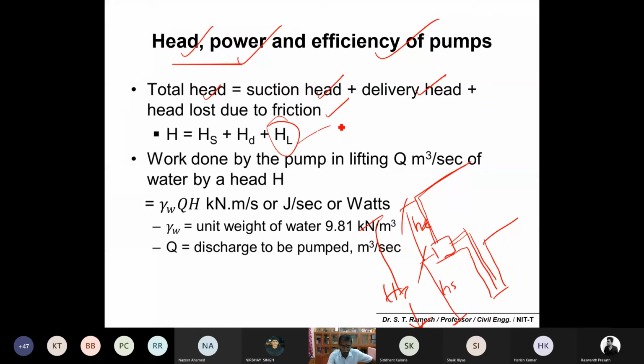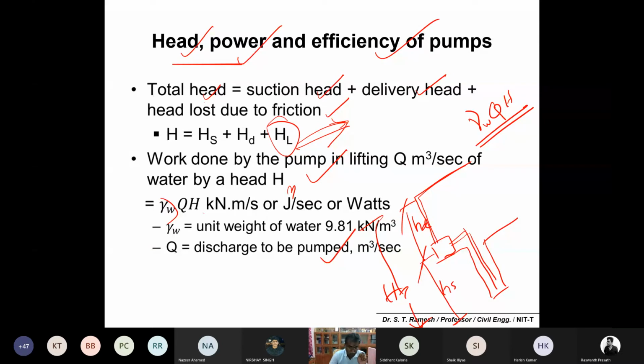This you would also have studied in fluid mechanics. They may use the Darcy-Weisbach equation to calculate major losses due to friction. And you can calculate the work done by the pump using this formula: gamma W into Q into H. Work done by the pump in lifting Q meter cube per second of water at a head of H meters is gamma W into Q into H. Gamma W is the specific weight or unit weight of water, that is 9.81 kilonewton per meter cube, or 9810 newton per meter cube.